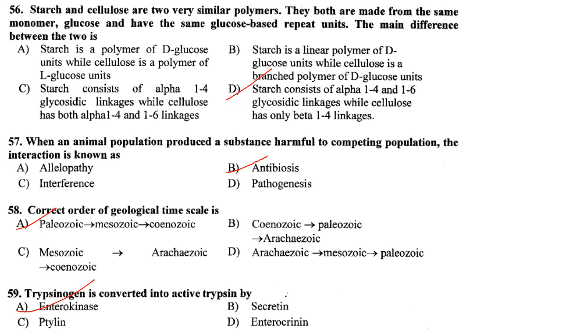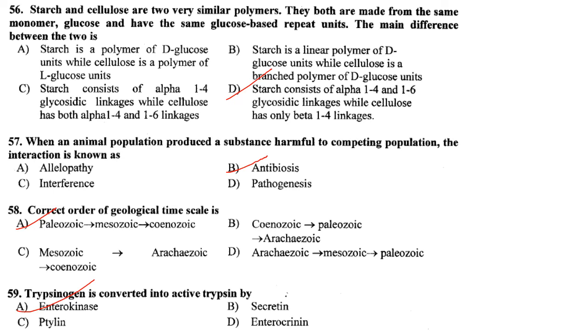Then next one, when an animal population produces a substance harmful to a competing population, the interaction is known as antibiosis. Answer is option B. Allelopathy is described as the interference to plant growth resulting from chemical interaction among plants and other organisms, mediated through the release of bioactive secondary metabolites produced by the plants, also referred to as allelochemicals. Interference: if the crossover in one region affects the crossover in another region, it is called interference. And pathogenesis is the manner of development of a disease.